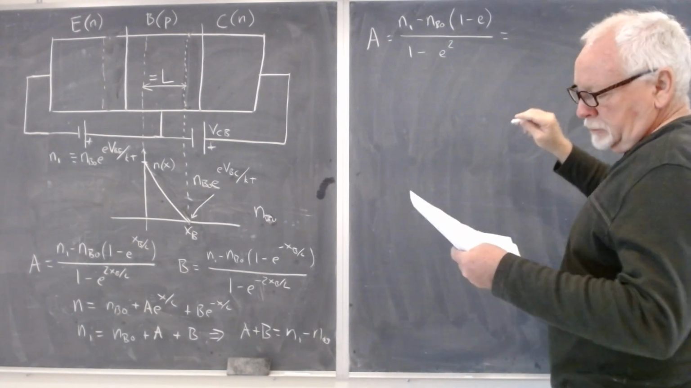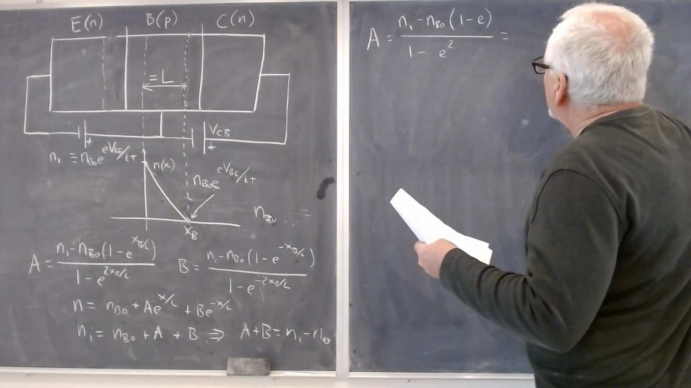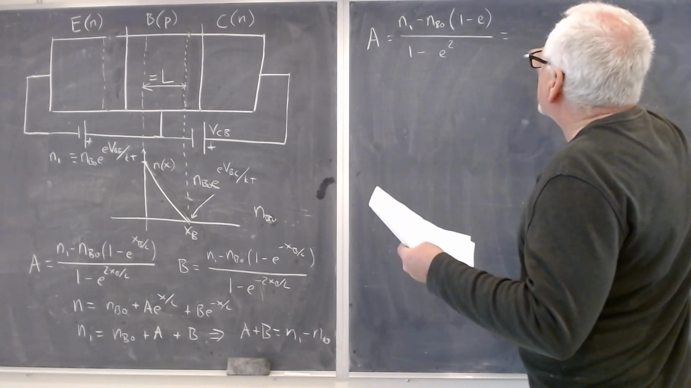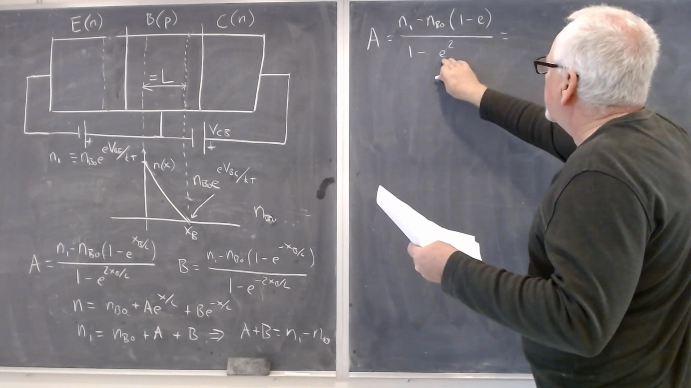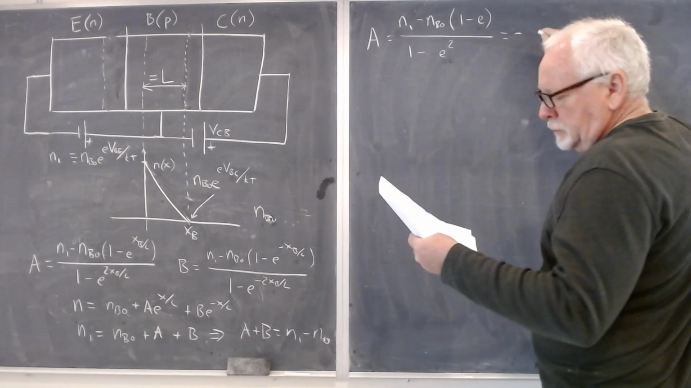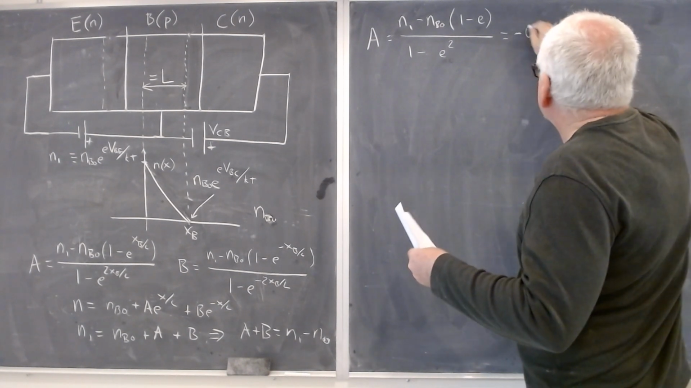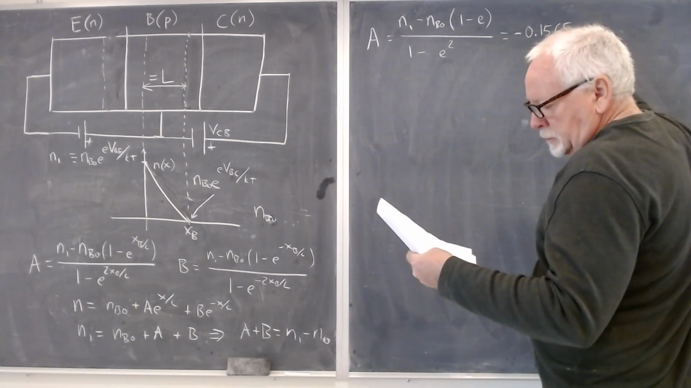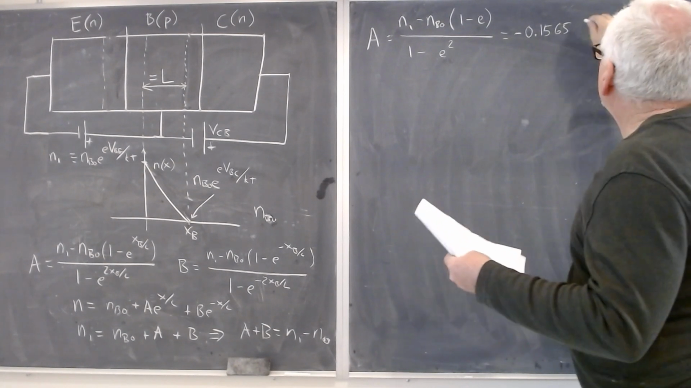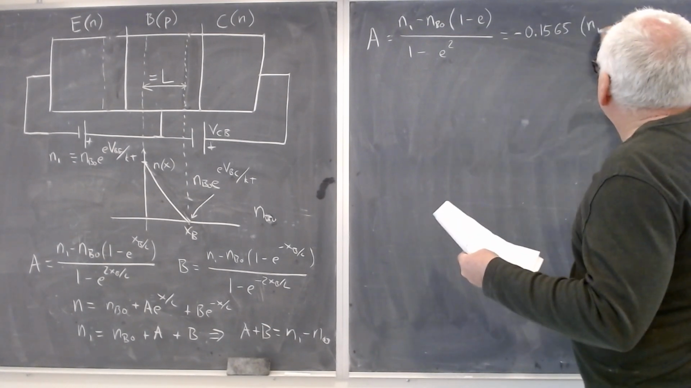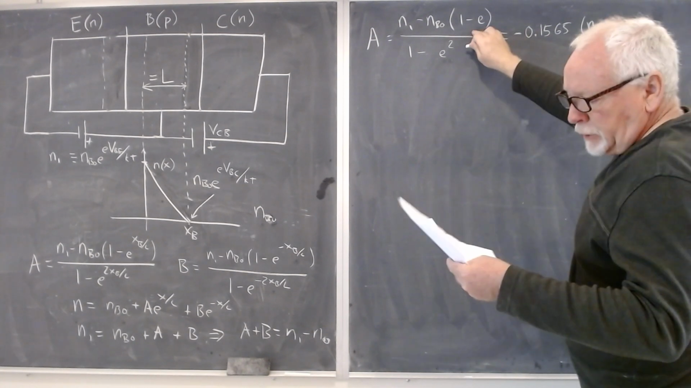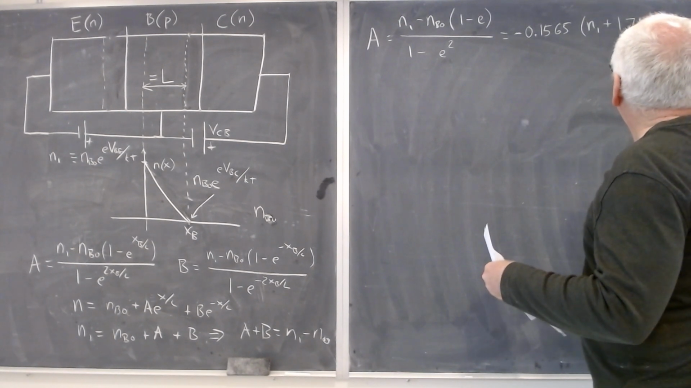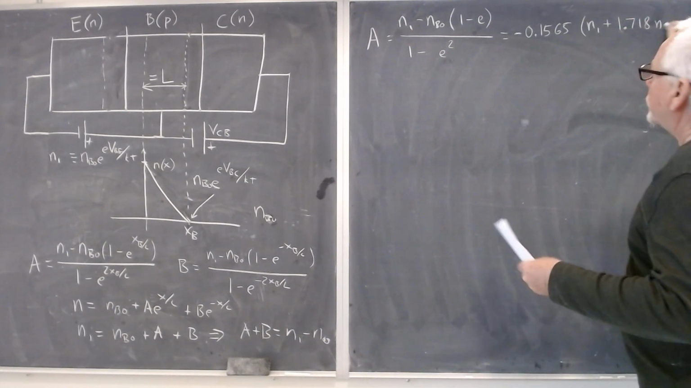And if you work that out and plug in numbers, I'm going to write it out this way. Since E squared is bigger than 1, this becomes negative. I told you to do it to 4 significant digits: 1565. So that's 1 over that times N1 minus, since 1 minus E is a minus sign, this becomes positive 1.718 NB0.